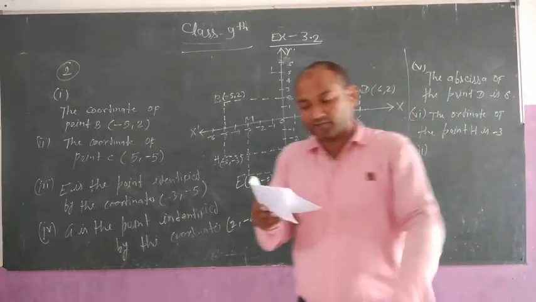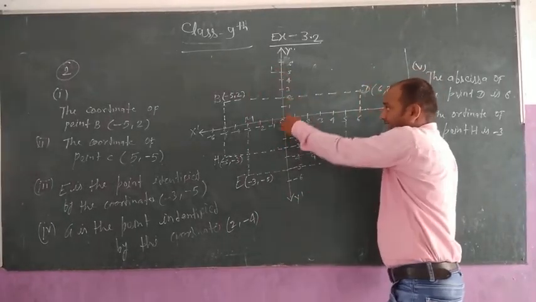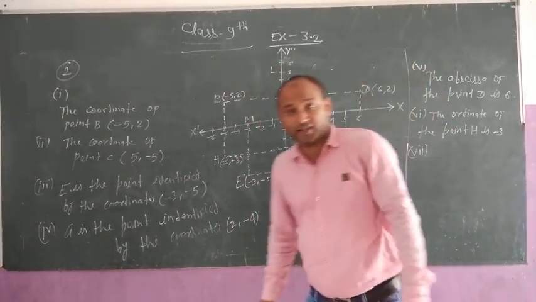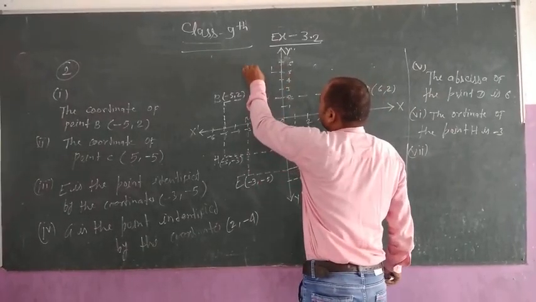And question number 7. The coordinate of the point L. L means x coordinate is 0 and the y coordinate is 5. Means 0, 5.